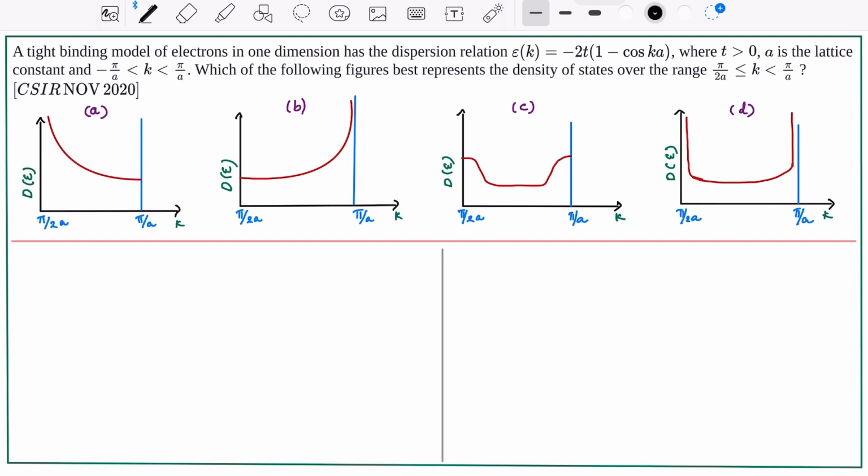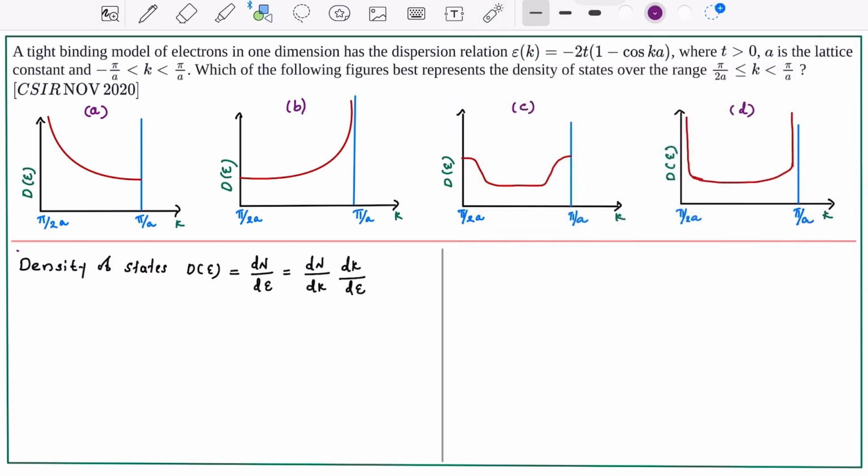Which of the following figures best represent the density of states over the range pi by 2a less than or equal to k less than pi by a? We have to find out the correct graph from the four options.